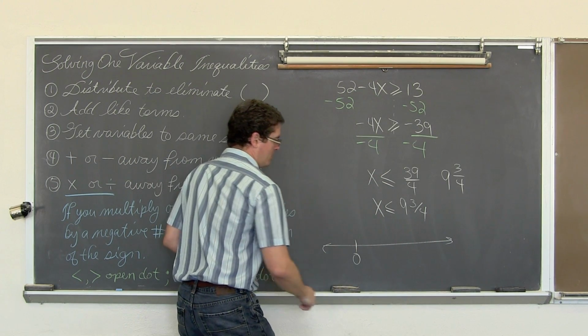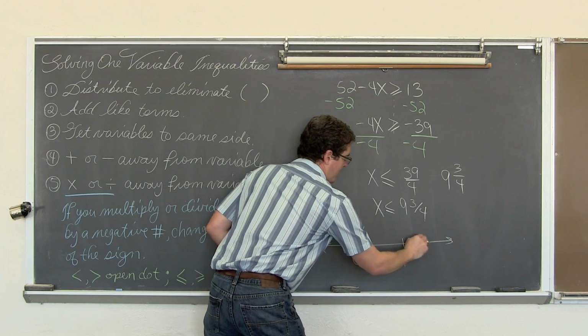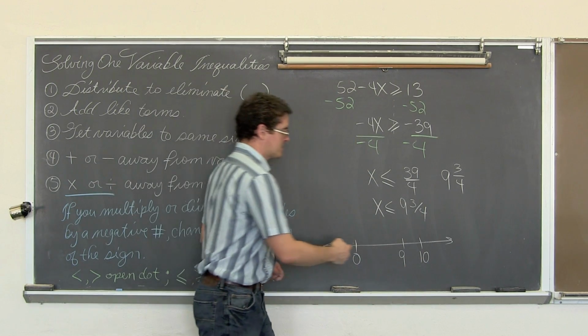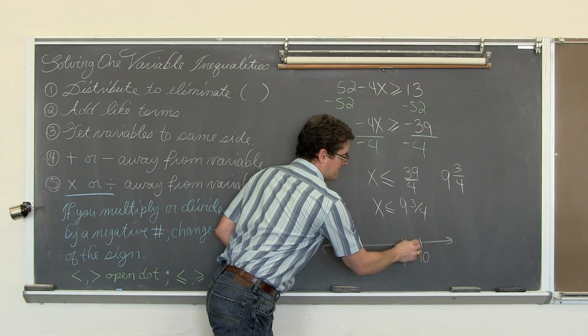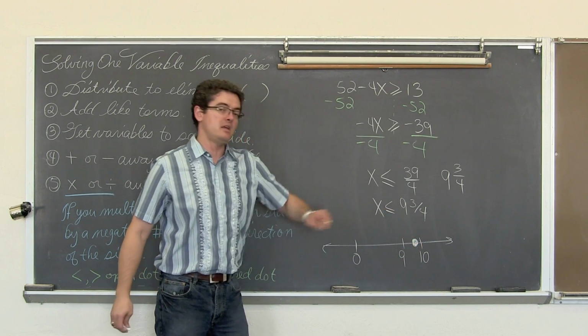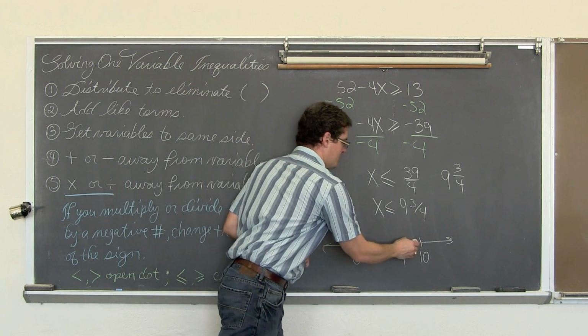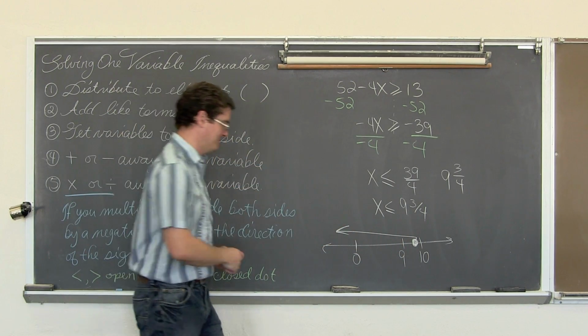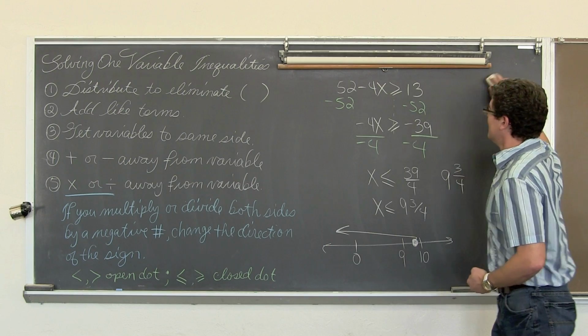On the number line, where we have 0, and out here we have a 9 somewhere, and then 10. 9 and 3/4 is just shy of the 10. I'm closing my dot in because of the equal sign, and it's less than, so I'm going to shade this to the left, and bam! I'm done. My two-step inequality, including a graph at the end. Okay.